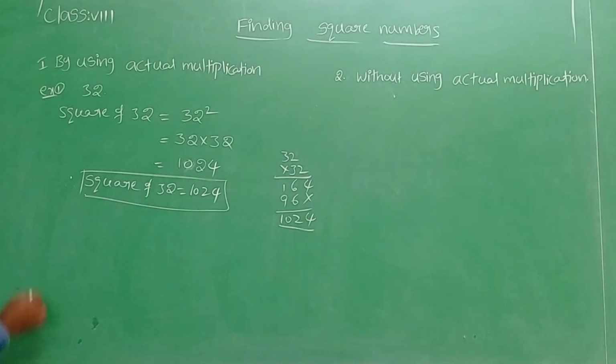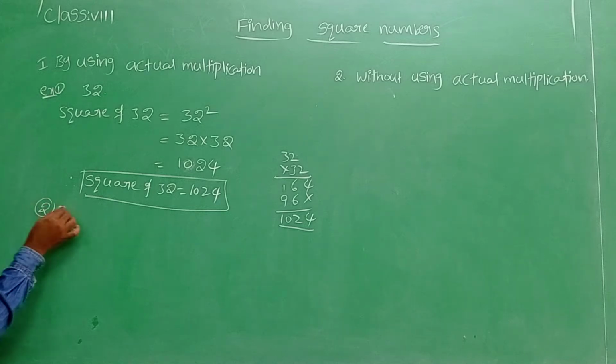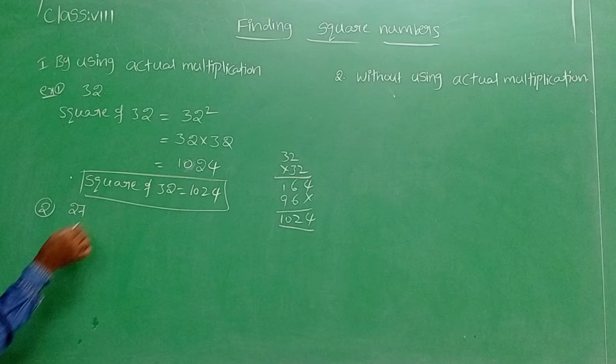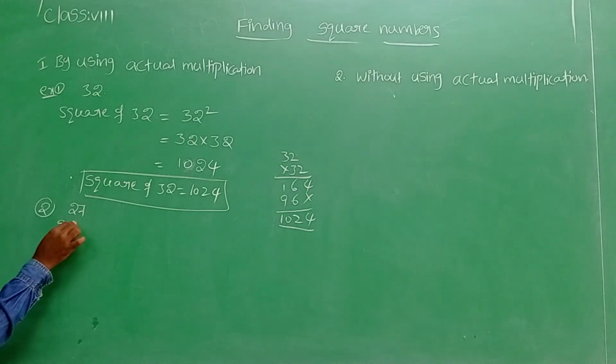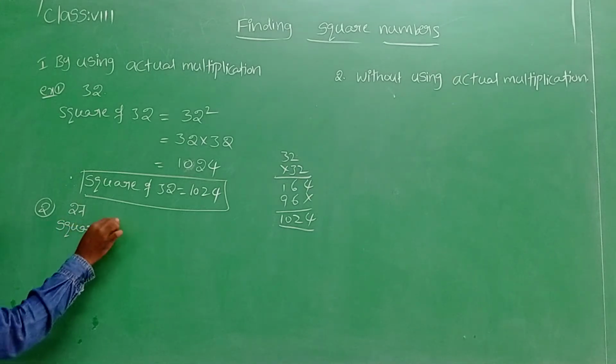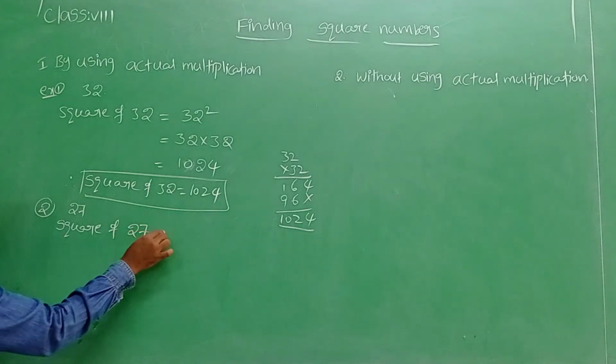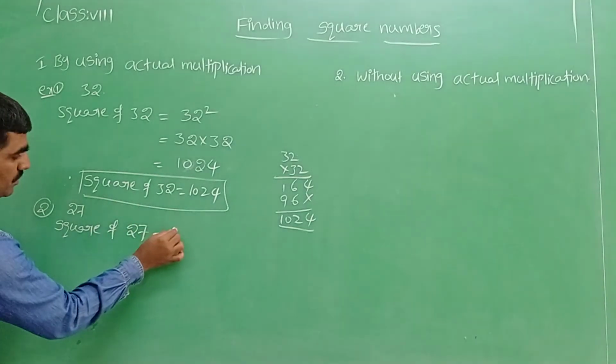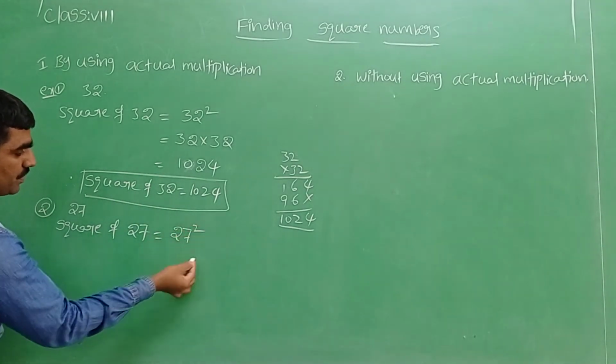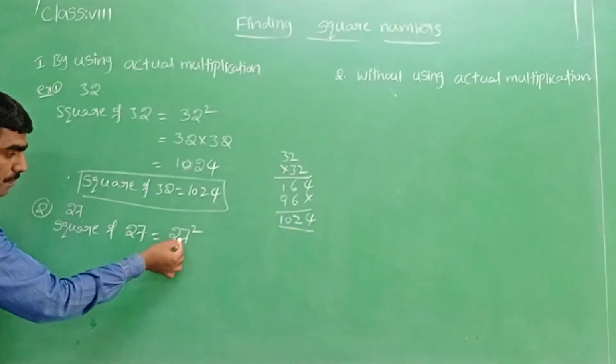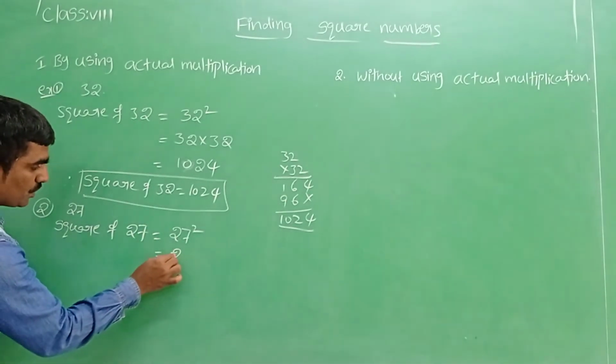Let's see one more example. Let me take example 2. Suppose the given number is 27. Now if I want to find the square of 27, we can write 27 squared. What do we mean by power 2? The base is multiplied by itself 2 times.